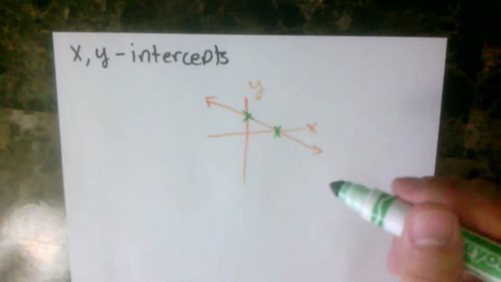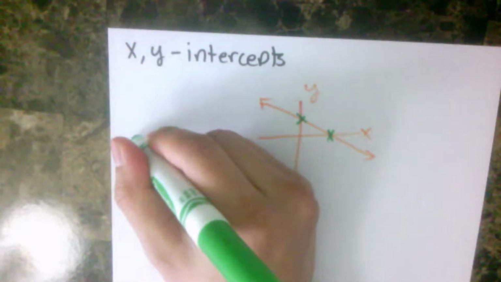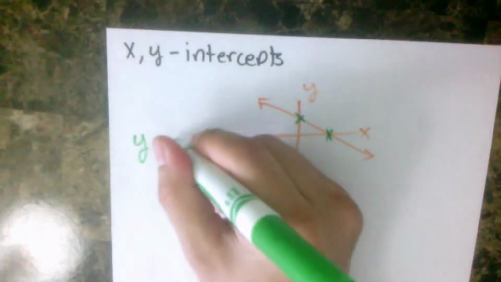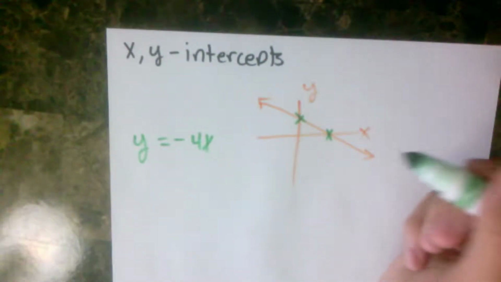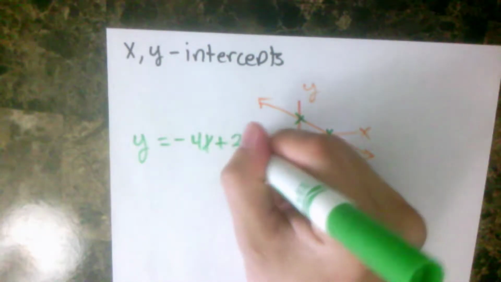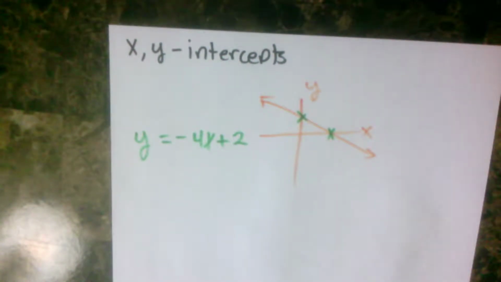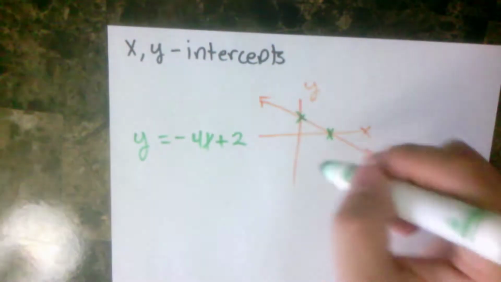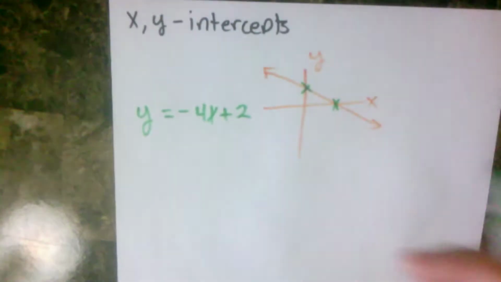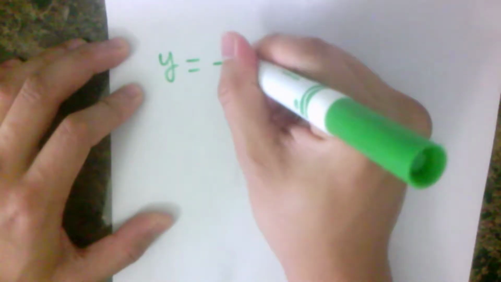So let's give you an equation, something like y is equal to negative 4x plus 2. Oh, this is actually really similar to the one we just used, but that's okay. Now this graph, by the way, has nothing to do with this equation because I just made this one up. So this has nothing to do with that. You know what? Actually, let me just go down here. Y is equal to negative 4x plus 2.